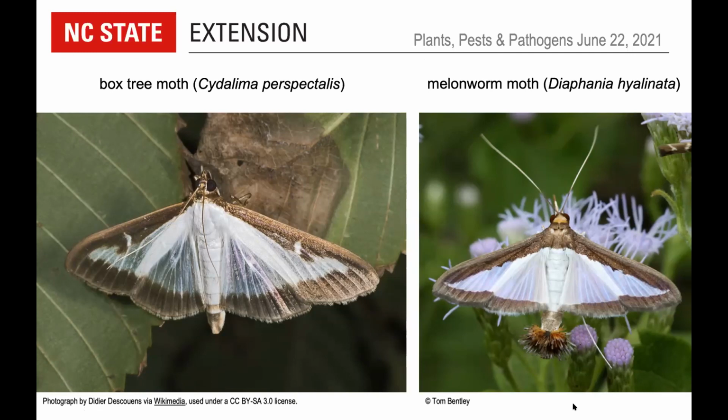So actually, that little puff of scales on the melonworm is from the females, who push out those scales to emit pheromones to attract the males. So the angle of the antennae, nope, they're very similar. The head, the black and yellow color in the head.